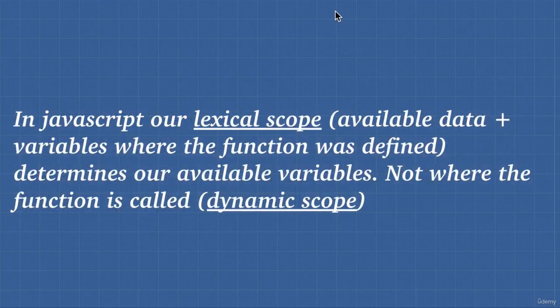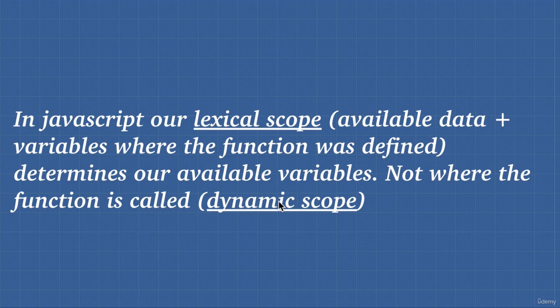Remember this? In JavaScript, our lexical scope, that is, the available data and variables where the function was defined, determines our available variables, not where the function is called, which is called dynamic scoping. But there's actually a little footnote to this statement, right? Because everything in JavaScript is actually lexically scoped. How we write it determines what we have available, except for the this keyword. The this keyword is actually dynamically scoped. That is, it doesn't matter where it's written, it matters how the function was called.